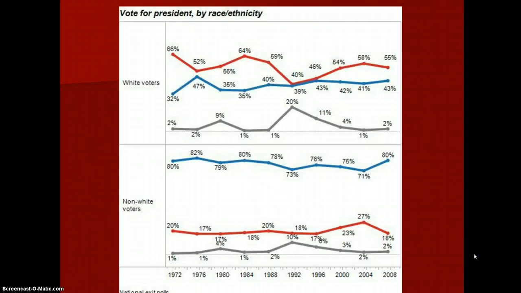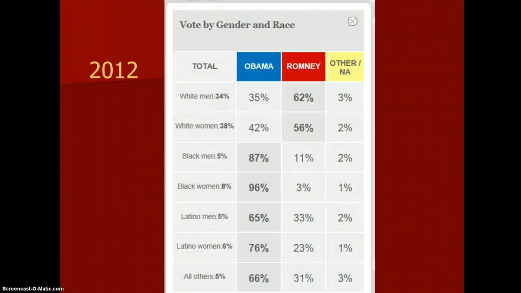Race, another clear indicator about voting trends. If you look at the top chart, you see that white voters typically support the Republican Party a little bit more than they do the Democratic Party. If you look at the bottom chart, non-white voters support the Democratic Party by a huge margin from 1972 until 2008. So a huge racial gap between Democratic and Republican voters. You can see that again in this chart.